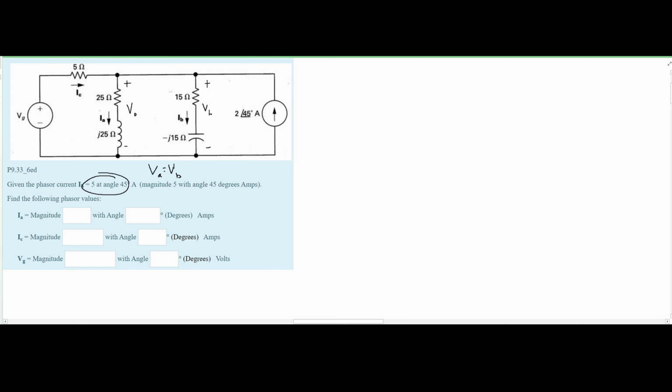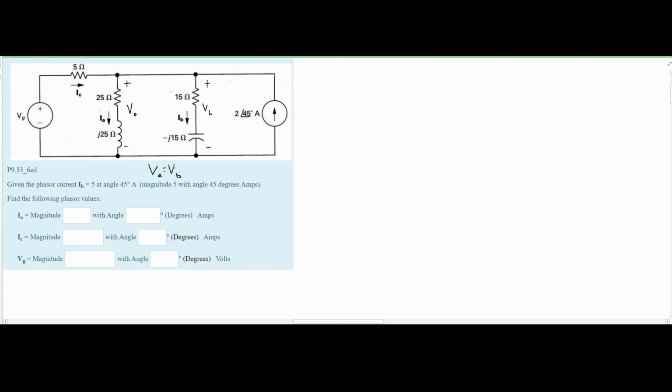We know our I of B, and we know the resistance is this 15 ohms minus this J times 15 ohms for this capacitor. So we can find the voltage here, and this is the same voltage for A, and then we'll have this voltage over our resistance per Ohm's law, and this will give us our current.